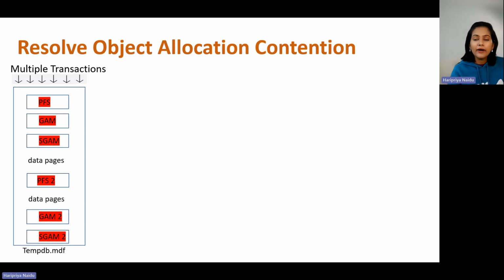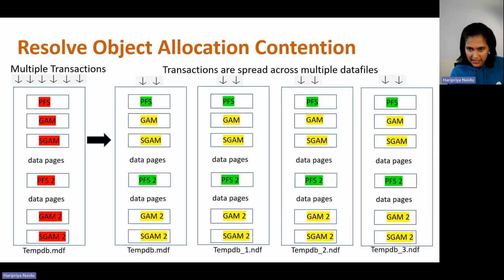Now the point is, how do you get more PFS, GAM, SGAM pages? Create more data files. That's the point. So that is why we have always been creating more data files for TempDB, because you will get more PFS, GAM, and SGAM pages. For one data file, you will have at least a minimum of 1 PFS, GAM, SGAM pages. And depending upon the size of the data file, you can have more PFS, GAM, SGAM pages. But the point here is, for every file, you have at least 1 PFS, GAM, and SGAM pages.